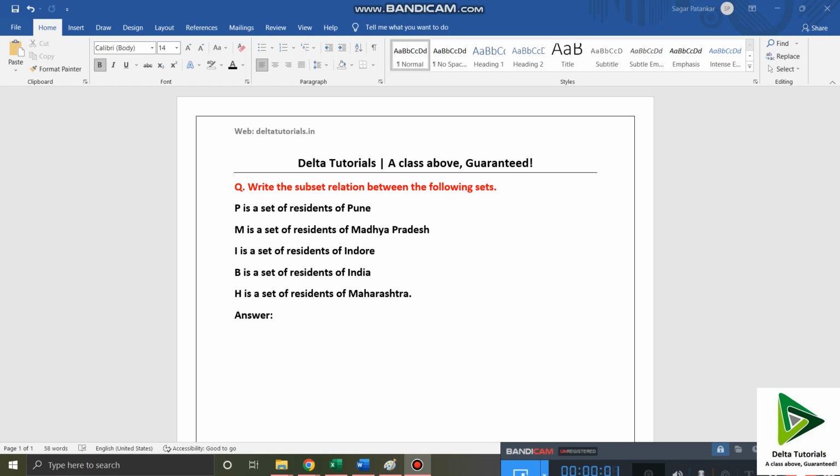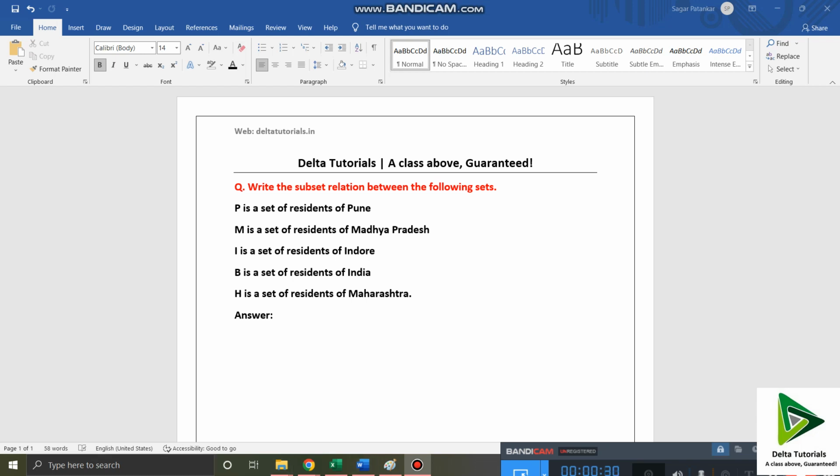Hello friends. In this video we are going to learn how to write the subset relation between the given sets. For the sake of example, we are going to solve the main question 5 from the Maharashtra State Board 9th Standard Mathematics 1 subject, that is from the algebra subject. The question is in front of you. Write the subset relation between the following sets, and we are given sets here.